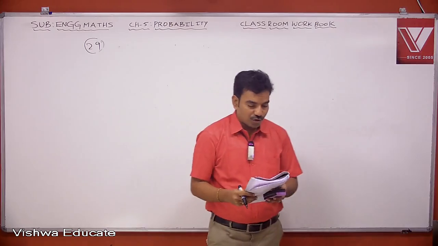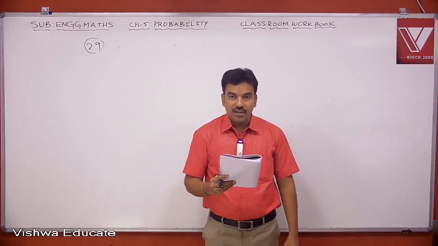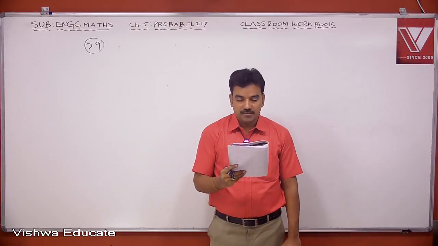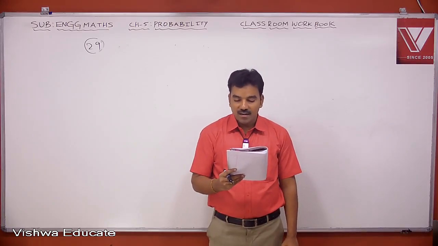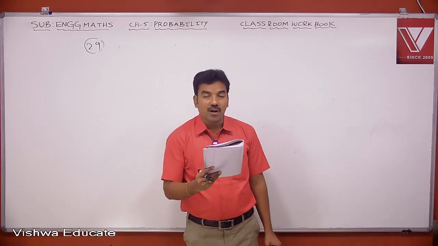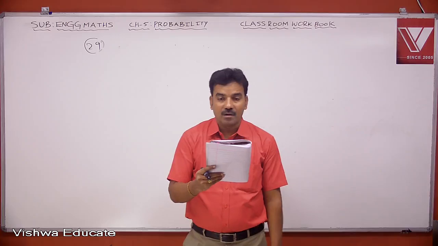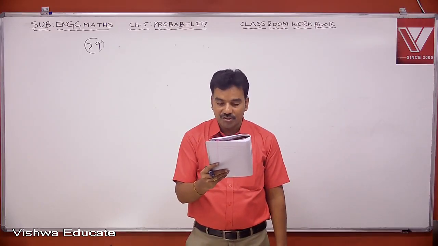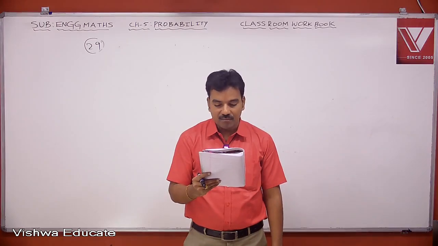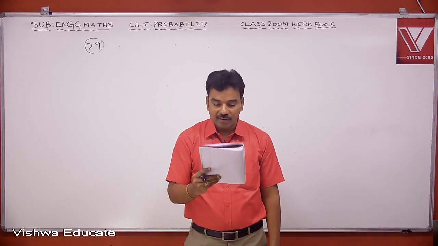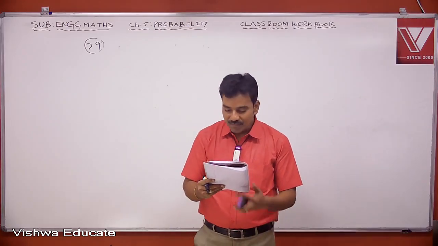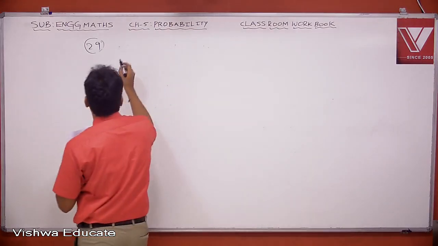Let us go through question number 29. In an examination, there are 80 questions, each having 4 choices. Only one is correct and the other three are wrong. A student is awarded 1 mark for each correct answer and minus 0.25 for each wrong answer. If a student answers each question randomly, then the expected value of his or her total marks in the examination is. So how many questions are there? 80 questions.